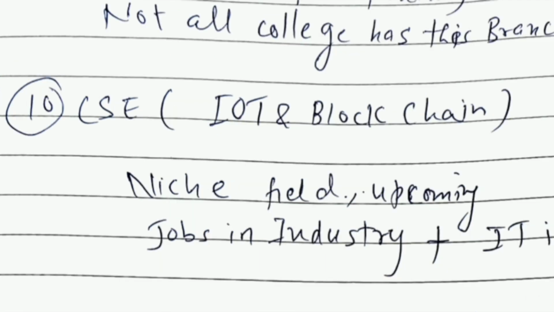Next one, which is also not there in every college, is CSE IoT and blockchain, but this is a niche field, an upcoming branch, because of the industry application of the internet of things, right? And blockchain, so cryptocurrency is all based on blockchain, and blockchain has many other applications. So you can get a job in manufacturing industries, any sort of industry, plus you can get a job in the IT industry. That is also a good option, but available in fewer colleges compared to other branches.